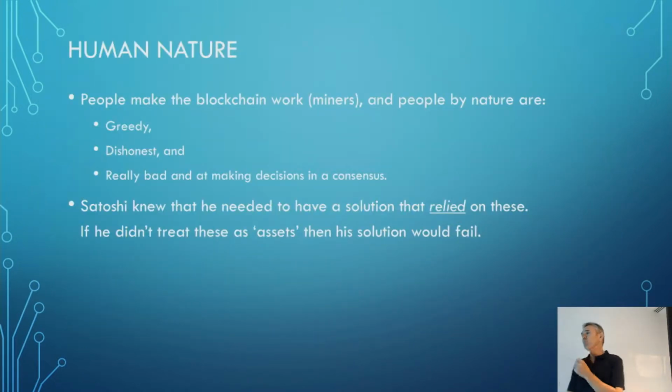Human nature. People are the ones that make the blockchain work, and people by nature are greedy, dishonest, and really bad about making decisions in a consensus or a corporation. Satoshi knew this, and his solution, which is what makes it revolutionary, he relied on this. If people were not greedy, they weren't dishonest, and they could make decisions really quickly, then blockchain wouldn't be needed.